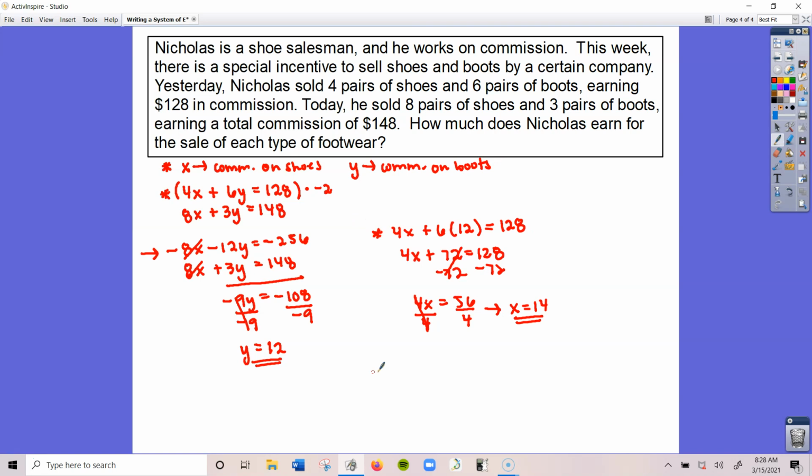So now to answer this question, how much does Nicholas earn for the sale of each type of footwear? Nicholas earns $14 for shoes and $12 for boots in commission. And that's systems of equations, but from word problems.